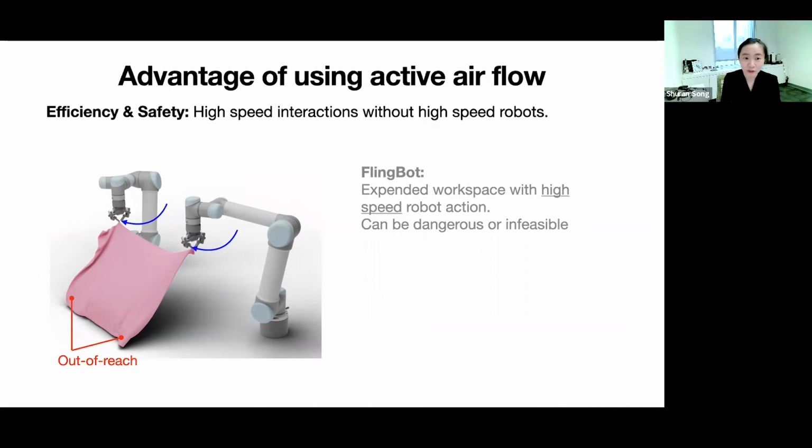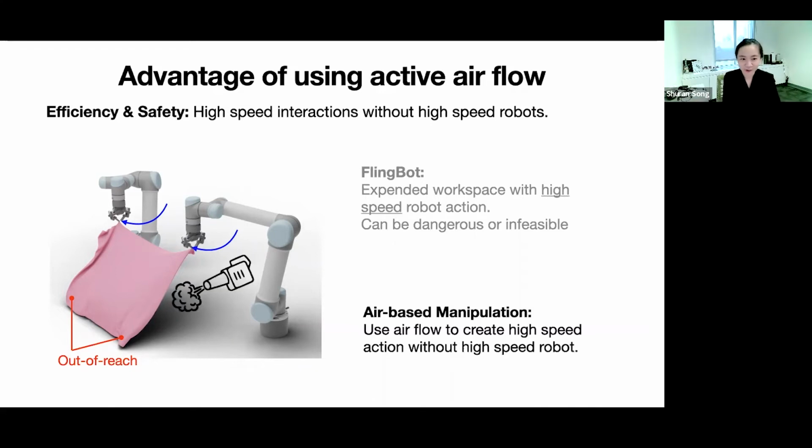Since it requires the robot to execute actions with much higher velocity, which may not always be possible due to hardware constraints, like the robot's maximum acceleration, or safety concerns, like what if you're executing those high velocity actions next to a human, right? However, by using an active airflow created by a typical blower, the system can create high-speed interactions on the cloth without executing any high-speed movement, which is much easier to achieve and also much safer next to humans.